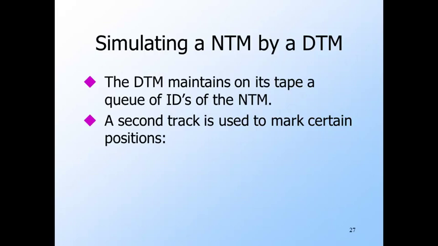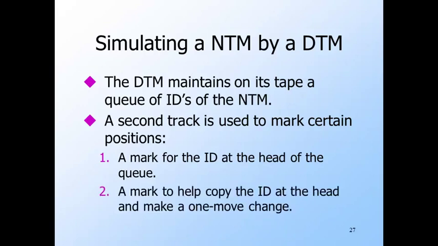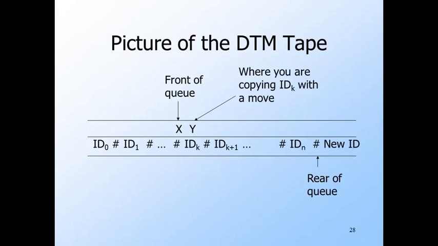The deterministic machine needs a separate track in addition to the track that holds the IDs of the non-deterministic machine. One purpose of this track is to mark the ID that is currently at the head of the queue of IDs. And we need another mark whose job is to allow the deterministic machine to make a copy of the ID at the queue head, one symbol at a time, while it changes this ID to reflect one of the choices of moves of the non-deterministic machine. Here's a picture of what the tape of the deterministic machine looks like.